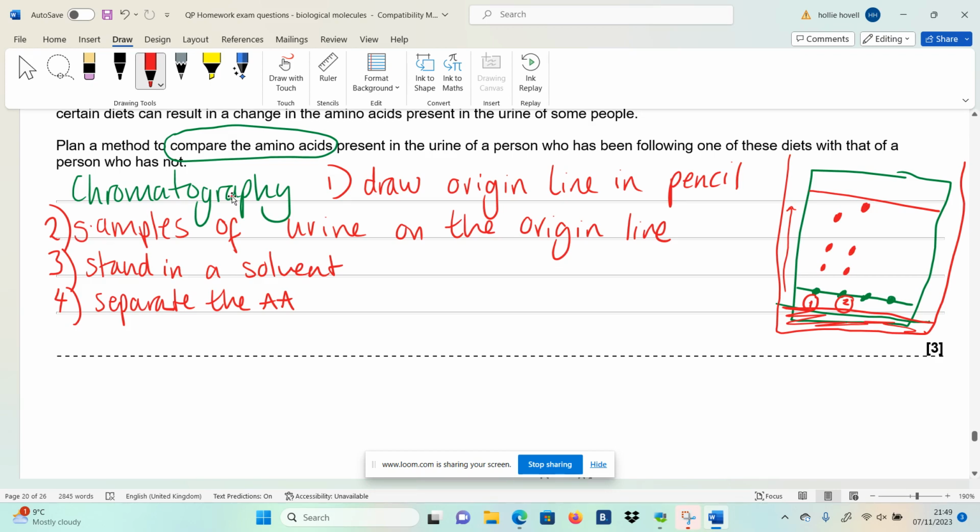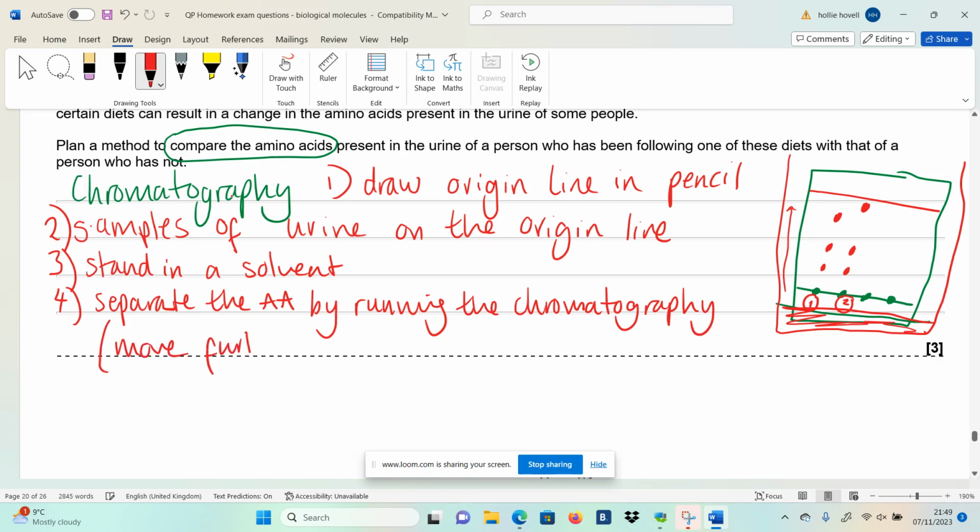Remember, let's separate the amino acids by running the chromatography. Remember that anyone that moves further is because it's more soluble in the solvent. And then number five, because you have used amino acids you can't see, it's not like using pen ink, so you need to spray them with ninhydrin to make the spots visible.